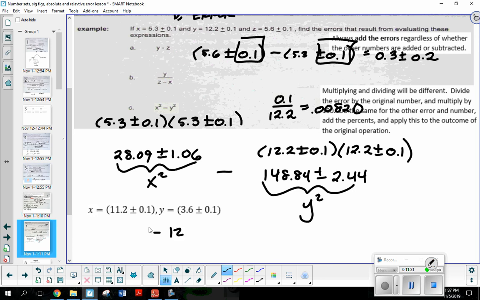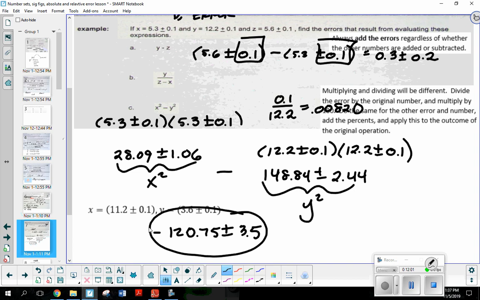So negative 120.75 plus or minus. And what do I do with my errors? Yeah, no matter if you're adding or subtracting, you always add the two errors. So I need a 1.06 plus a 2.44. So just 3.5. And there you go. That should represent x squared minus y squared.